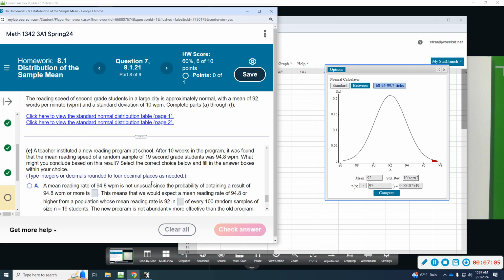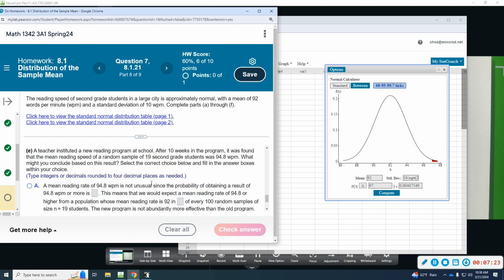Part E, a teacher instituted a new reading program at the school. After 10 weeks in the program, it was found that the mean reading speed of a sample of 19 was 94.8.